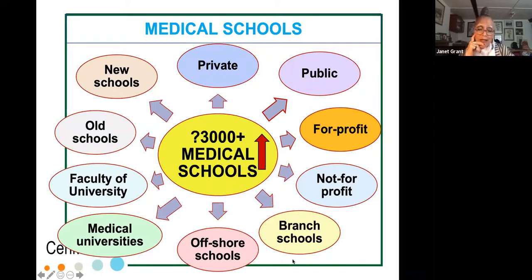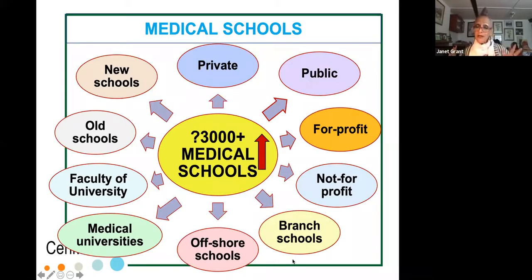There are lots and lots, an ever-increasing number of medical schools, and they're all different: private and public and for-profit and not-for-profit. We've got new schools and old schools, traditional schools, and what they call innovative schools, which normally means they're doing something like everybody else. We've got faculties of universities and medical universities. We've got offshore schools and branch schools. We have got so many different kinds of medical school.